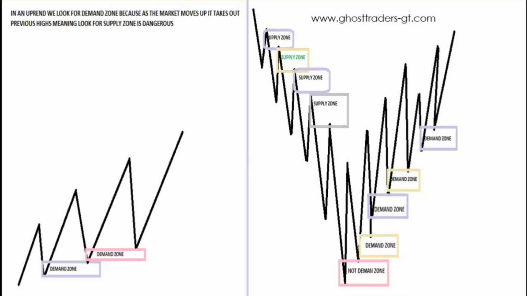And the reason why it's not a demand zone, it's simple. As you can see here, we have a high here. We have a high here. The market drops, and then the market comes up and the market failed to take out this high here. Therefore, I'm not going to trade this.